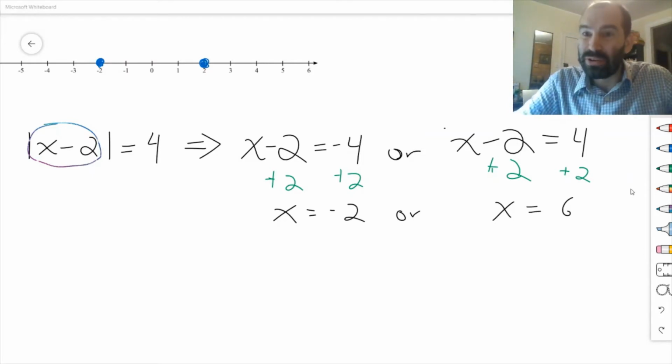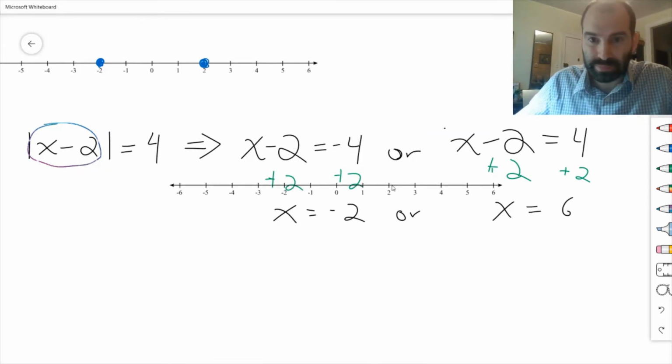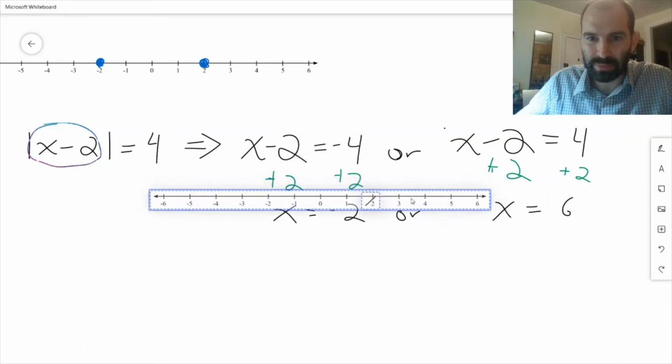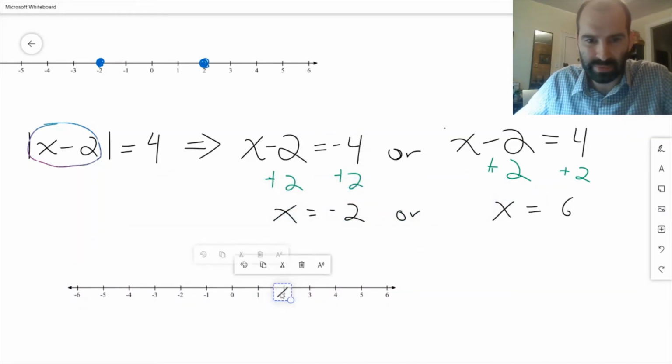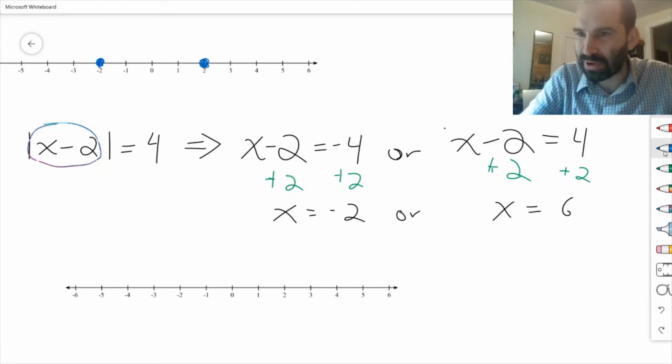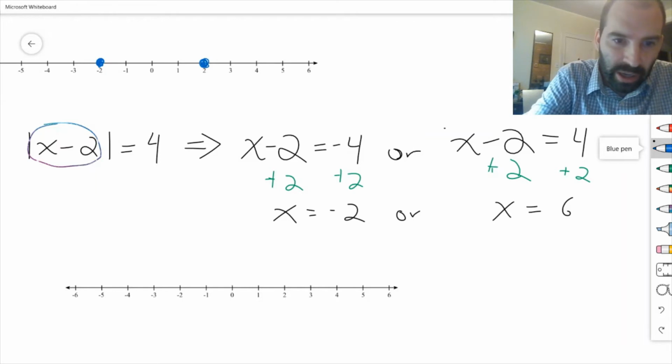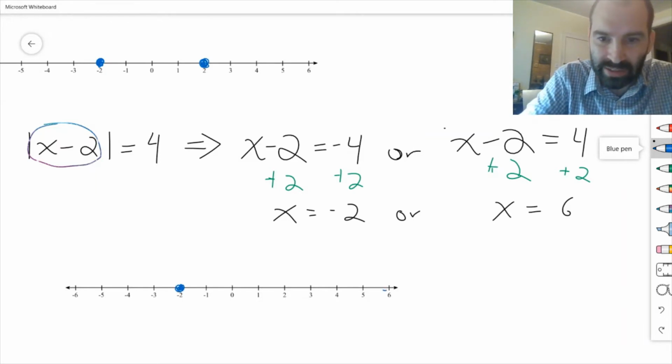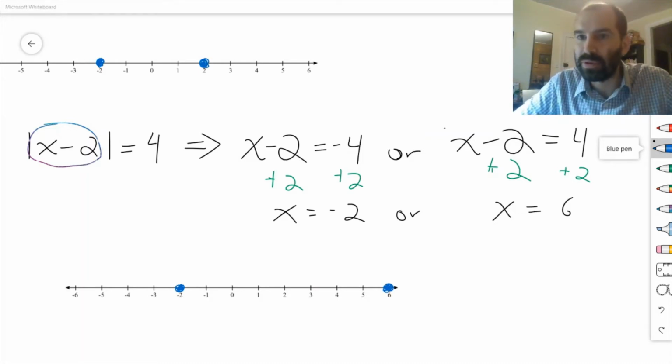So there we go. We get 2 answers, right? Let's go ahead and plot these on a number line. Hi there, number line. Come on down here. Let's get rid of your friend. So x equals -2, right over there, and x equals 6, right over here. So those are our answers.